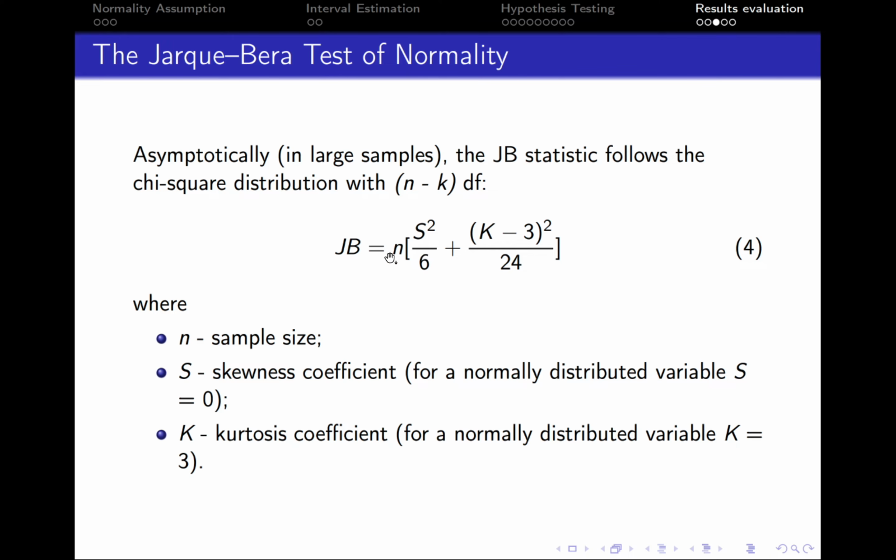So to get the statistic, we need n, which is the sample size, the number of observations. We need s, which is the skewness coefficient. And for a normally distributed variable, s should be close or equal to 0. And k is the kurtosis coefficient. And for a normally distributed variable, k should be close to 3. So if you substitute the value of 0 instead of s and the value of 3 instead of k, what we get in the brackets is 0. So we can say that the error term will be normally distributed if the Jarque-Bera statistic is equal to 0 or very close to 0.